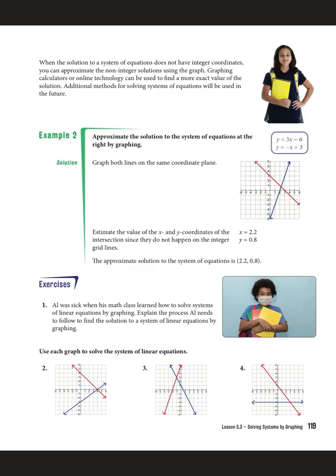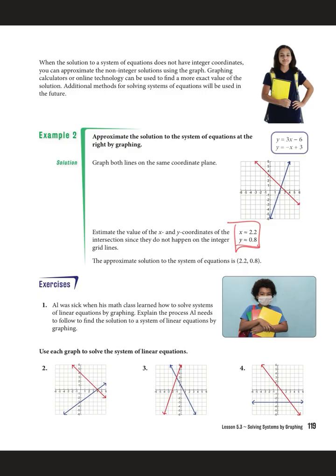Again, on example number 2, it says approximate. So that's kind of an educated guess, right? So an approximation. It says approximate the solution to the system of equations at the right by graphing. So again, graph both lines on the same coordinate plane. And then over here it says estimate the value of the x and y coordinates. That's what they're doing here. And remember those squiggly lines mean approximately equal to. So it's a ballpark figure.